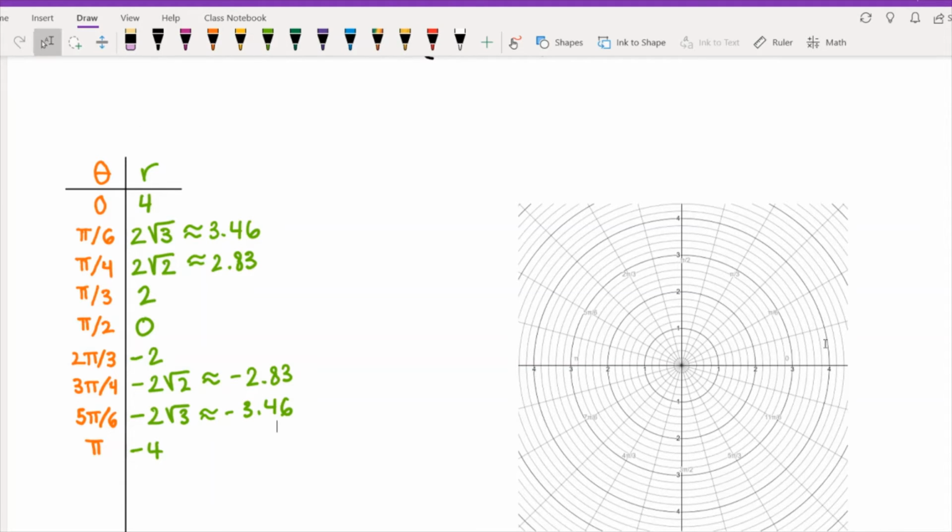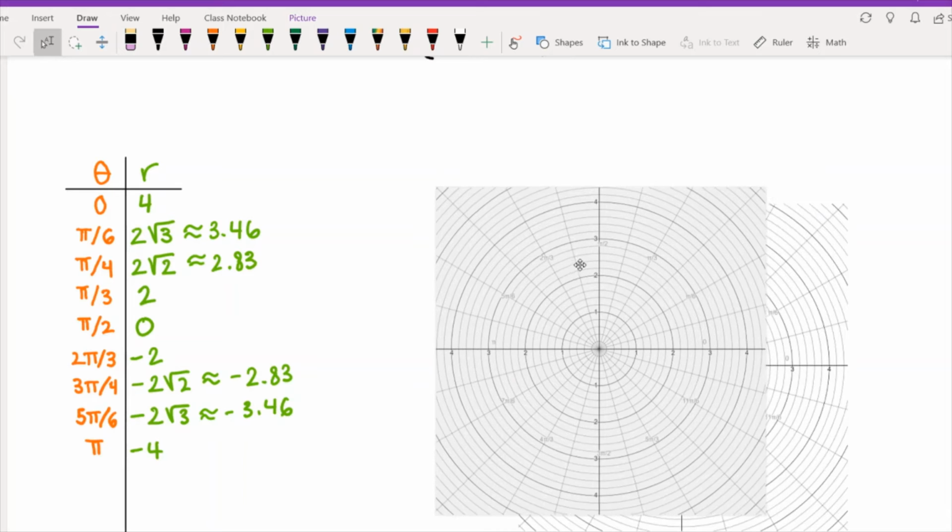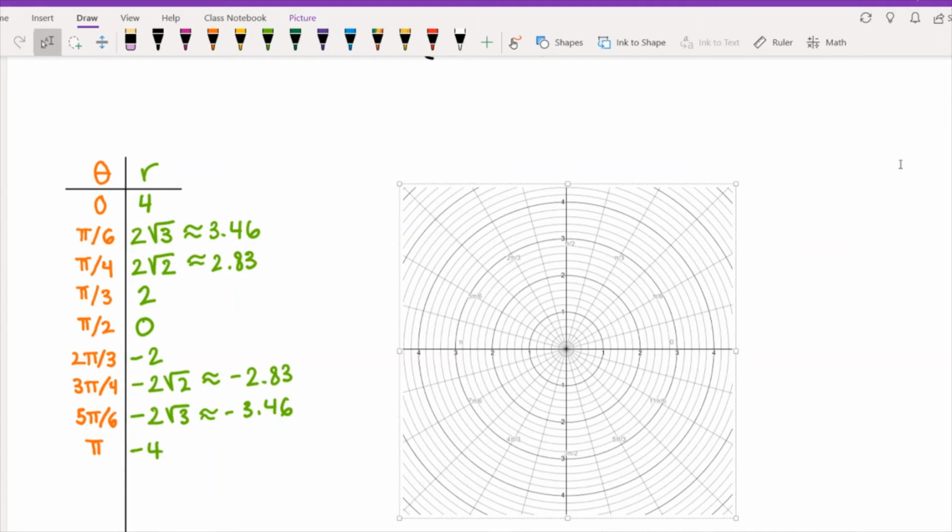Okay, so once we have this table filled out, how do we actually plot these points? Well, it's basically exactly the way that we were plotting points in Monday's video, or maybe it was Tuesday, Wednesday. I'm losing track. I think it was Wednesday's video. Whatever was the video where we were just plotting points in polar coordinates.